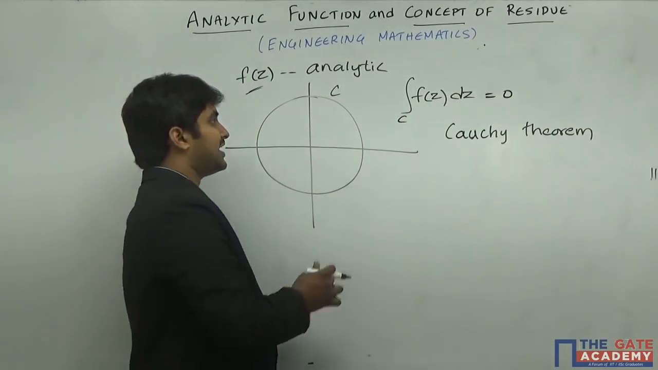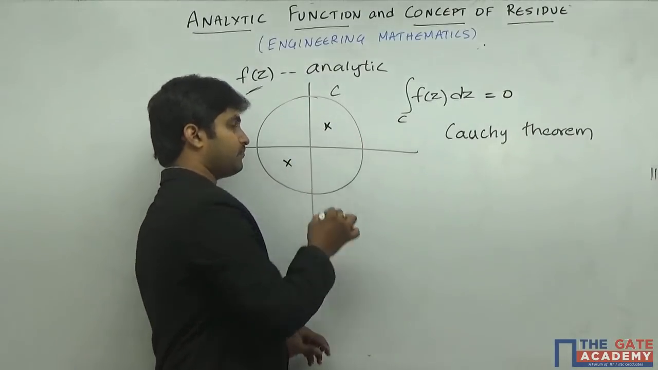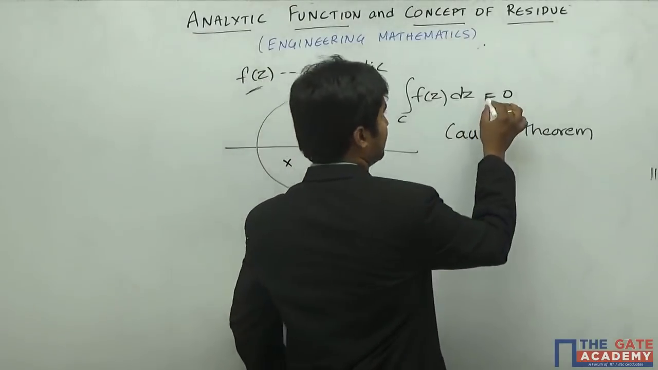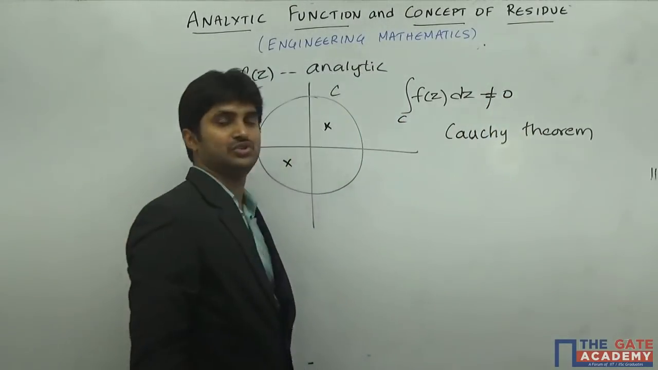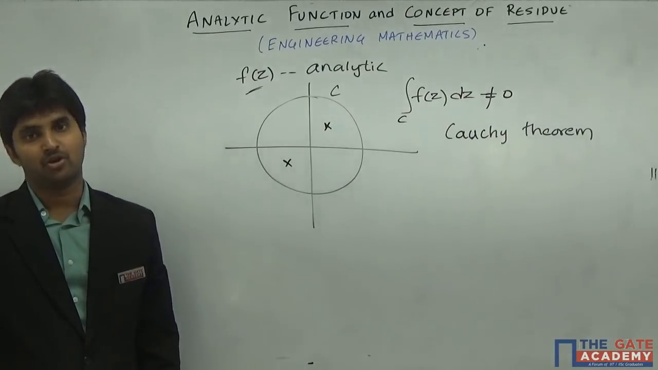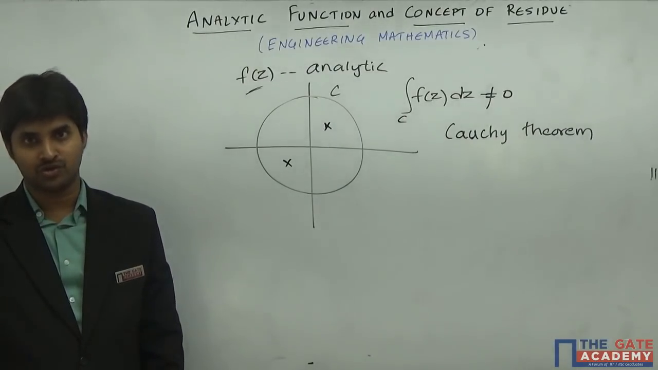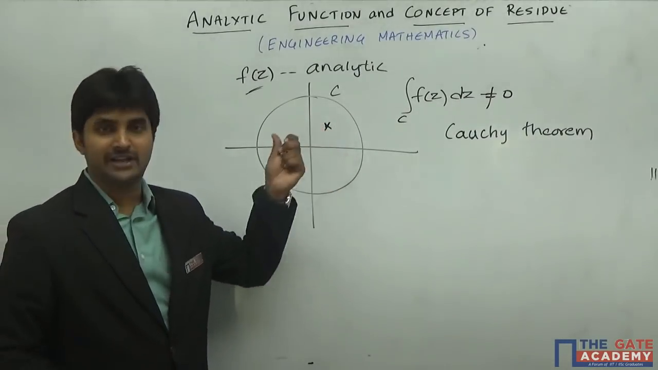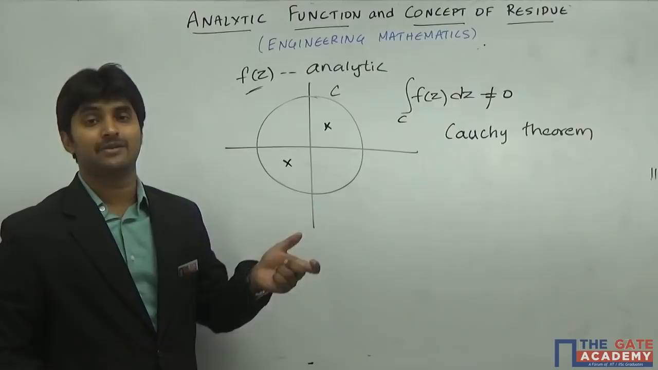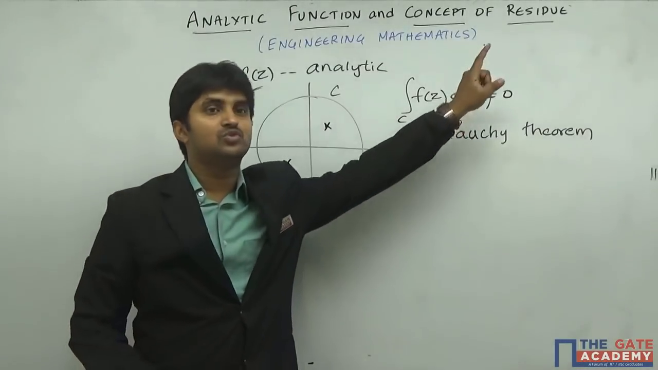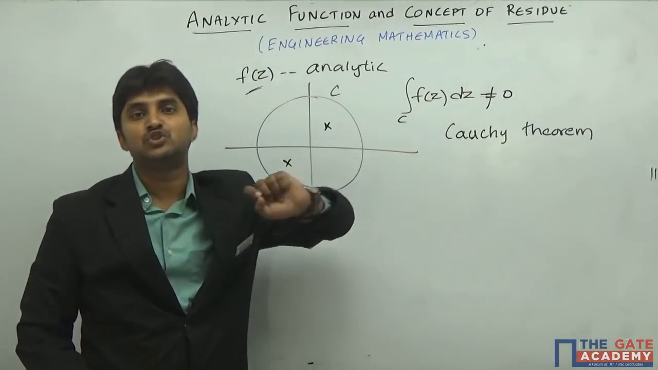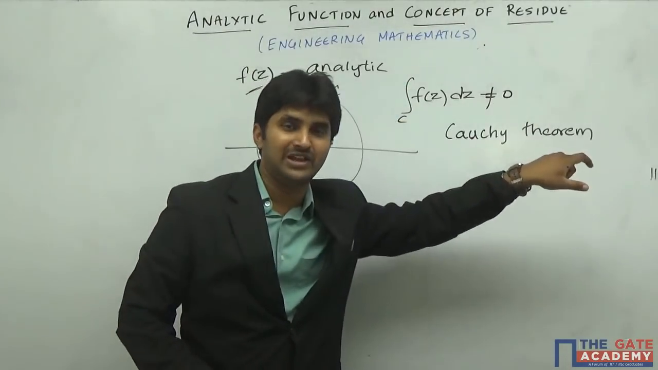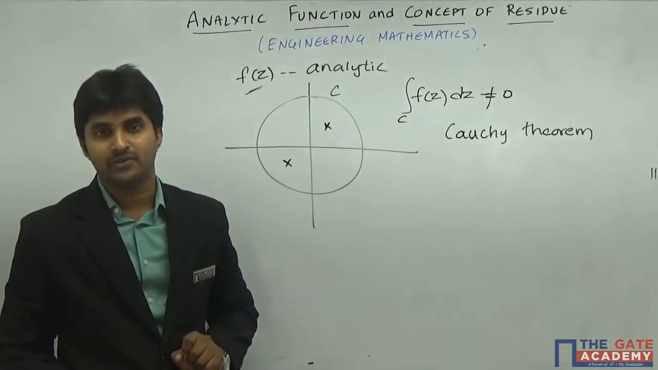Now if you have any singular points, you cannot assure that the value is going to be equal to 0. We can say more often than not the value is not equal to 0. That is because of the presence of these points. Because of these particular points, which are nothing but the singular points, this value is not equal to 0. This is what we call the residue points. Because of the singularities, it is going to create a non-zero value, which we call the concept of residue.